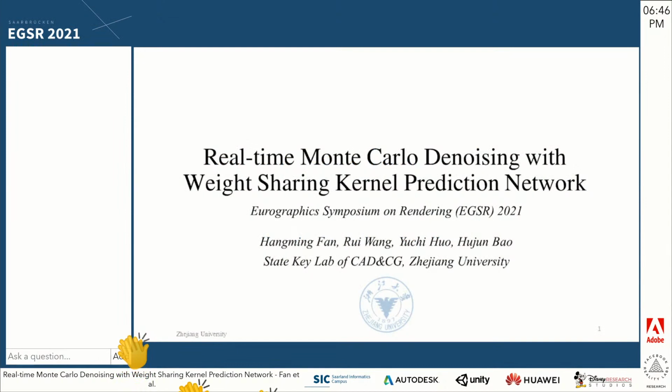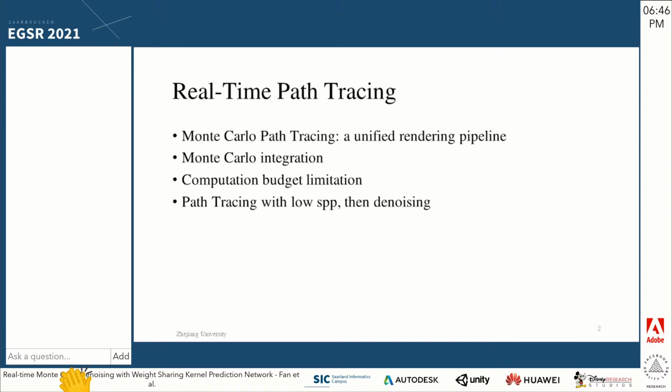Hi, everyone. I am going to present our paper, Real-Time Monte Carlo Denoising with Weight Sharing Kernel Prediction Network. Monte Carlo path tracing is a technique used to synthesize realistic images. It has the attribute of using a unified rendering pipeline to simulate various physically based visual effects. However, Monte Carlo integration usually requires thousands of samples per pixel to produce a visually noise-free image. For real-time applications, the computation budget of desktop GPU allows only very low samples per pixel, like 1SPP configuration, which leads to extremely noisy path traced images. Therefore, using image-based denoising techniques to remove Monte Carlo noise would be a practical solution for production-ready applications.